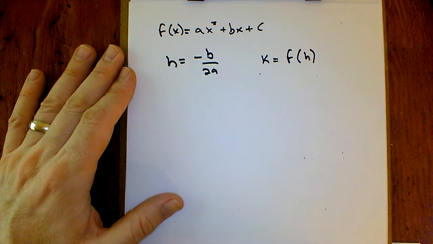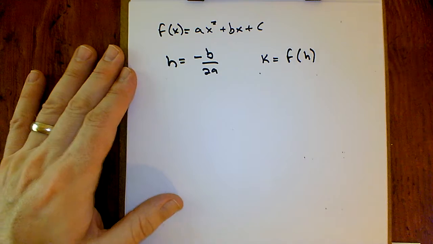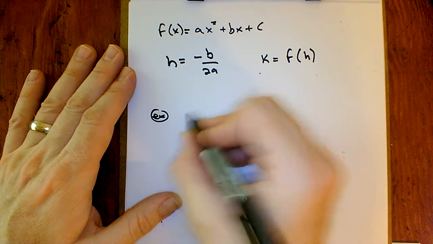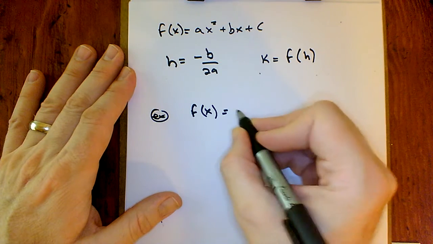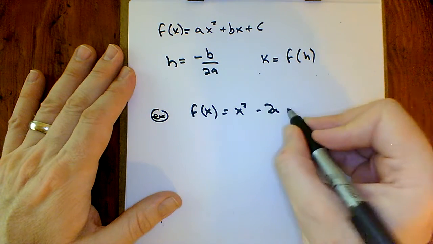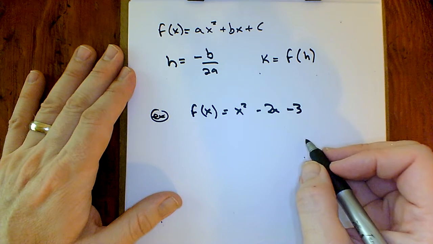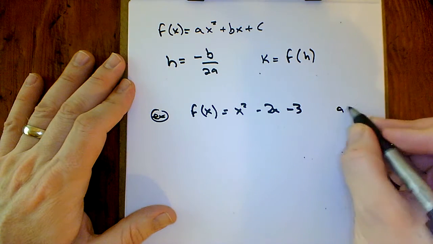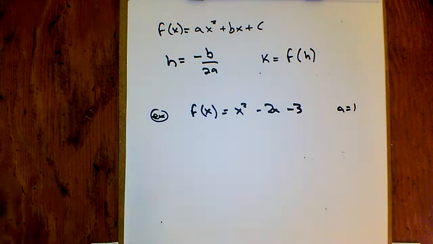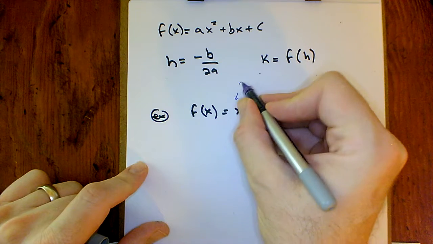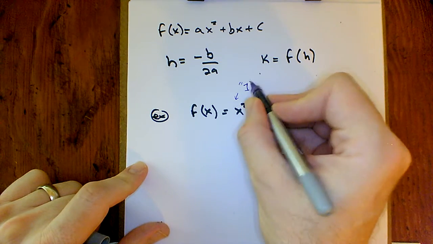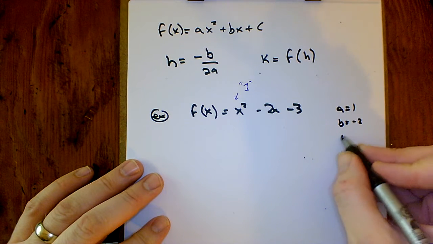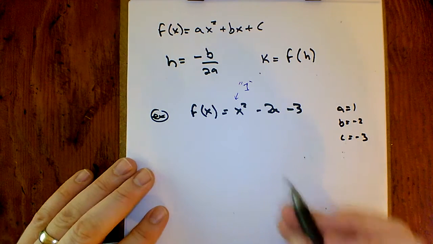So let's do a couple examples, and let's start with our first example here. I'll go really easy. I'm going to say f of x is equal to x squared minus 2x minus 3. Here my a is equal to 1, because even though I don't have a value in front of this x, we have this implied 1 right there. My b is negative 2, my c is negative 3, although that doesn't impact our calculation.